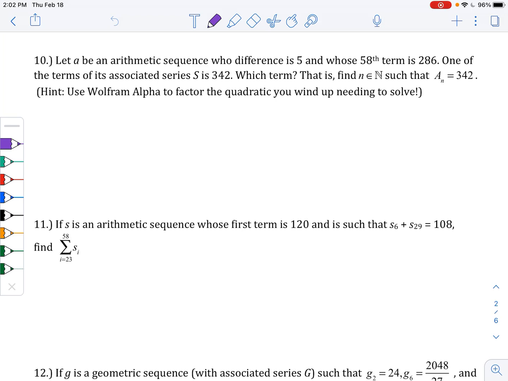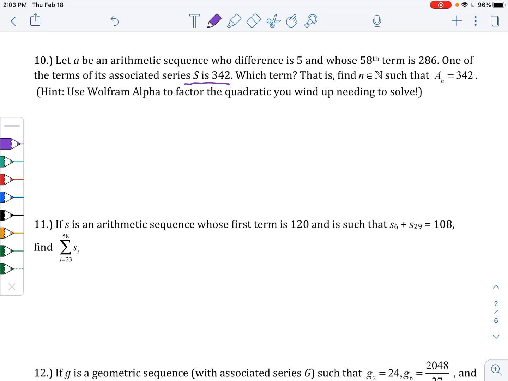On problem number 10, you were asked about an arithmetic sequence whose difference is 5. Oh, goody, they're giving us some stuff right off the bat here, aren't they? And its 58th term is 286. Okay, sounds legit. And one of the terms of its associated series, that big capital S there, is 342.